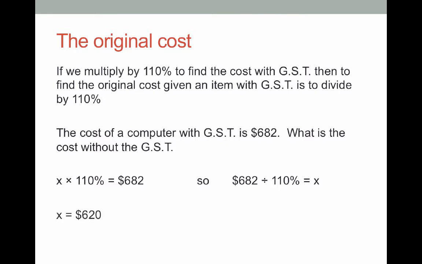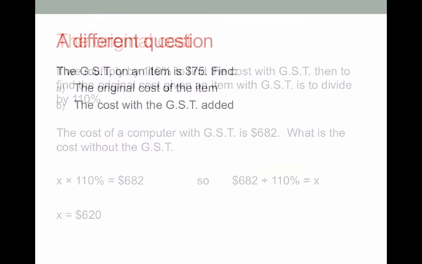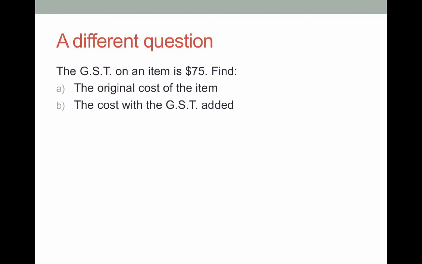So $682 divided by 110% is $620. You can check this is correct by multiplying 620 by 110%. It should give you $682. Let's look at a different type of question.